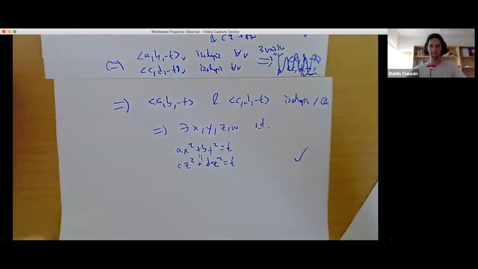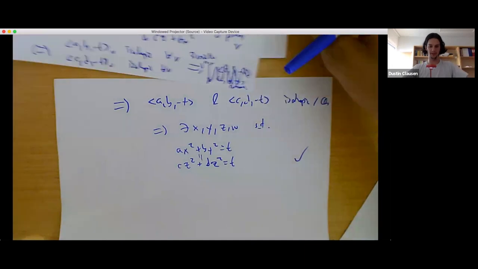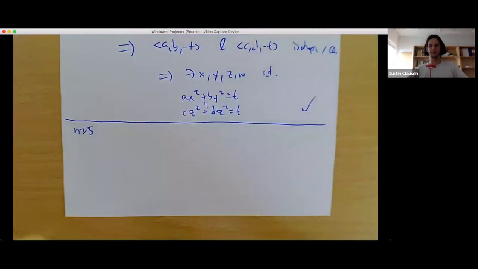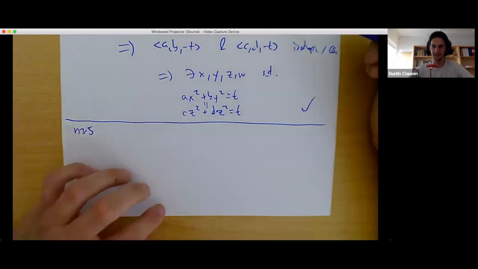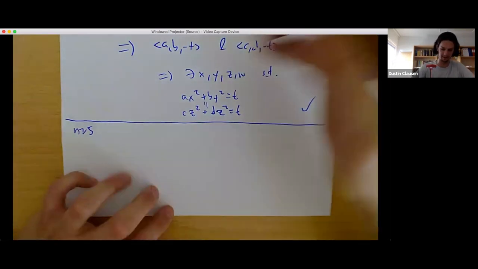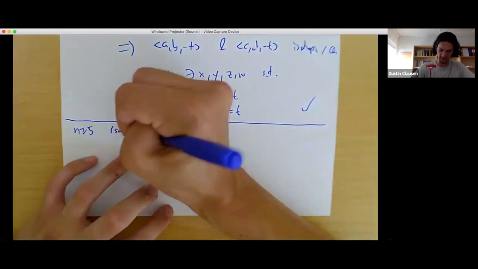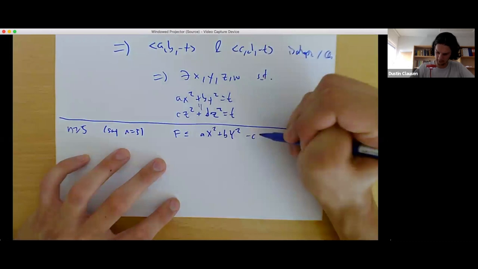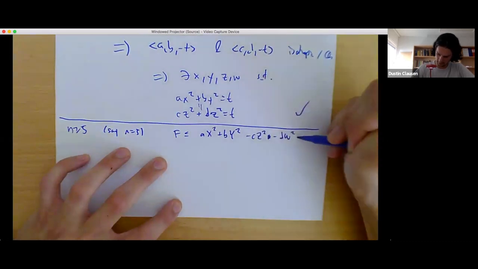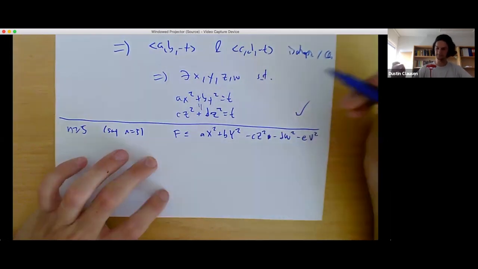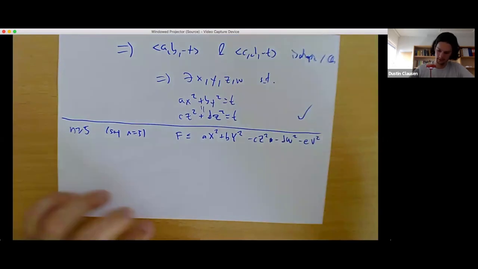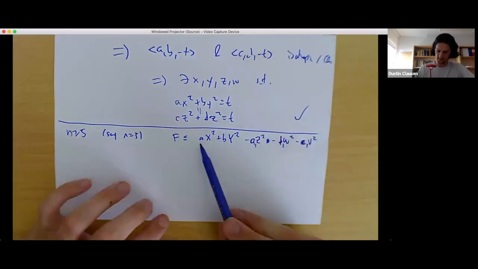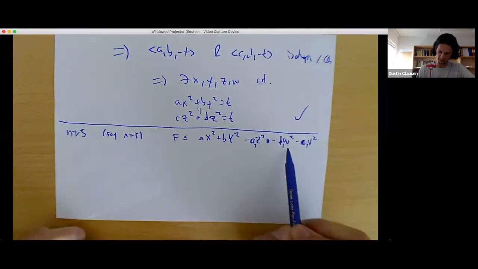Okay, so let's move on to the five or more variable case. I'll just write it in five variables just for concreteness, but you'll see that the argument is inductive and it will work for any n greater than or equal to five. So let's just say n equals five. Then we'll start in a similar way. Actually, let me do A1 and B1 and C1. So we have AX squared plus BY squared minus A1 Z squared minus B1 W squared minus C1 V squared.